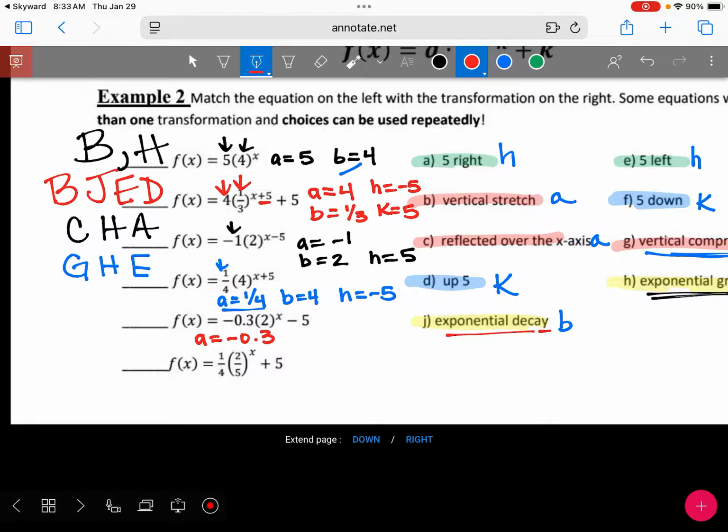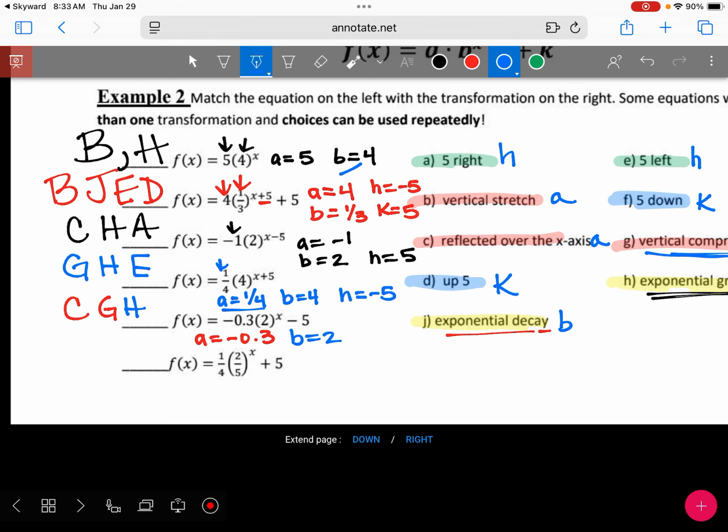Isaiah, what do you think? C? I agree because it's negative. Johan, you got another one? What's the other one? G, because it's a decimal and it's less than 1. All right, the base is 2. Okay, when the base is 2, 2 is bigger than 1, that's going to make it grow. So H.